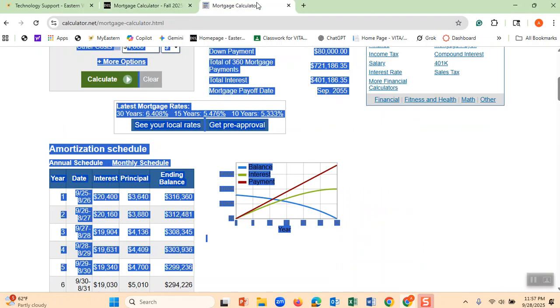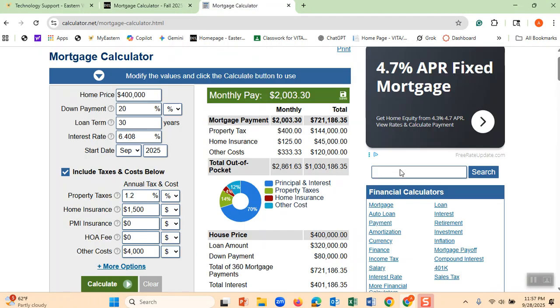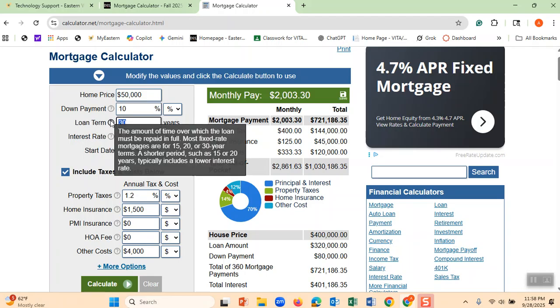Therefore, you come here and choose the amount that you want. Maybe you want to buy a house for 50,000. That's okay. Put 50,000. That's very good. And then you want to put 10% down. That's okay. And you want to pay your mortgage in 15 years, so you change it to 15 years.